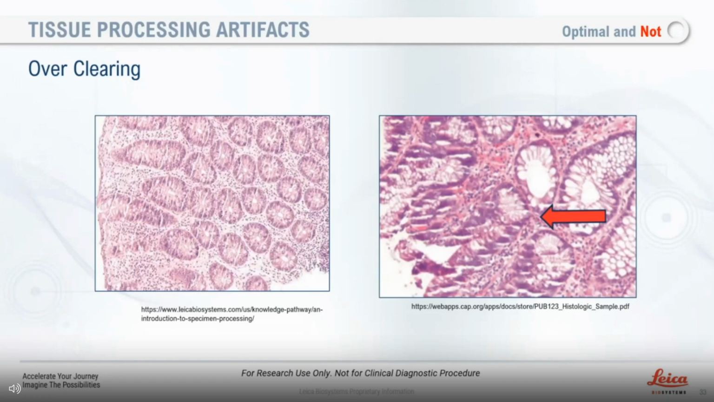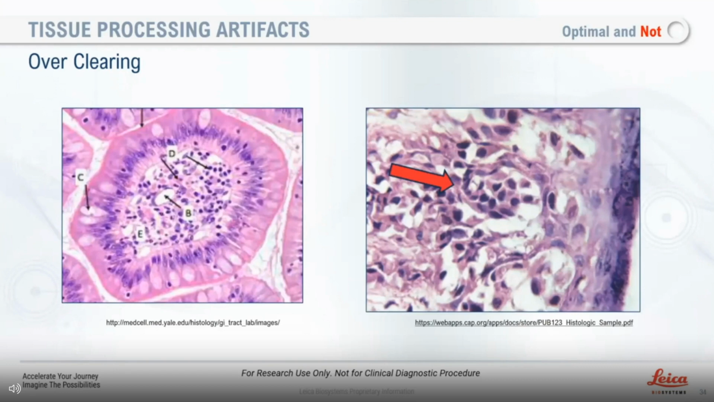To minimize or even avoid overclearing, take into consideration not only how many steps of clearing you have in your protocol, but also if there are temperatures on those steps that might be contributing to overclearing.